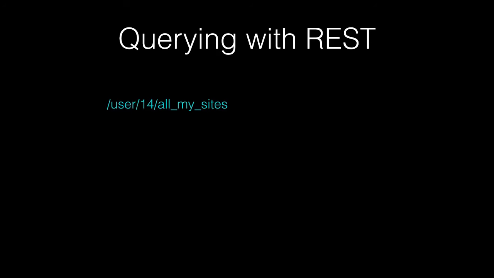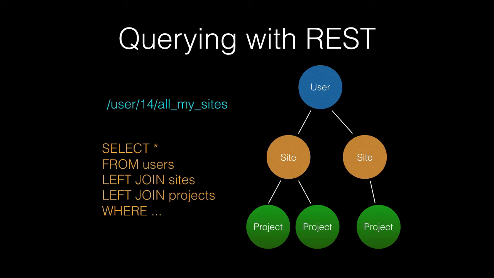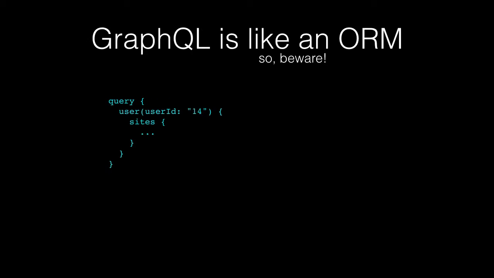Let's say we have this URL, /user/14/all my sites, and it's supposed to return the whole thing. So all the information about the user, all the sites that the user has access to, and all the projects that belong to those sites. So the whole fat thing, right? The way I would probably implement this is by using a query that joins together the three tables in my database, because it's the most efficient way to query the database in this case, right? The problem is that with GraphQL, that's not possible because it really depends on the query.